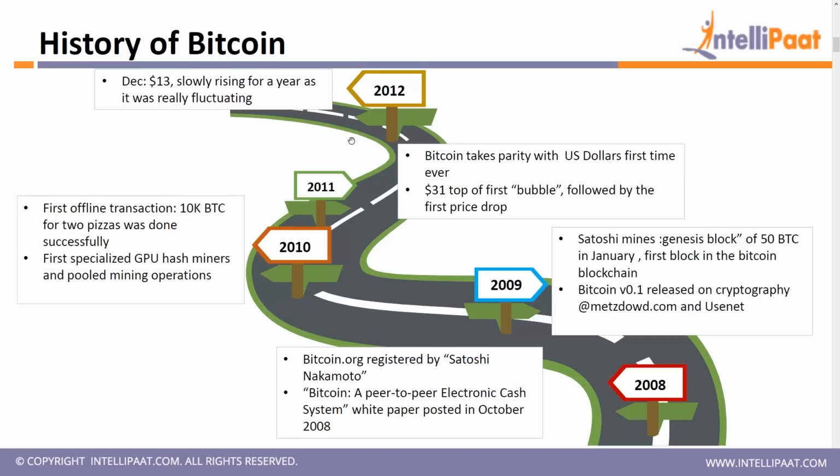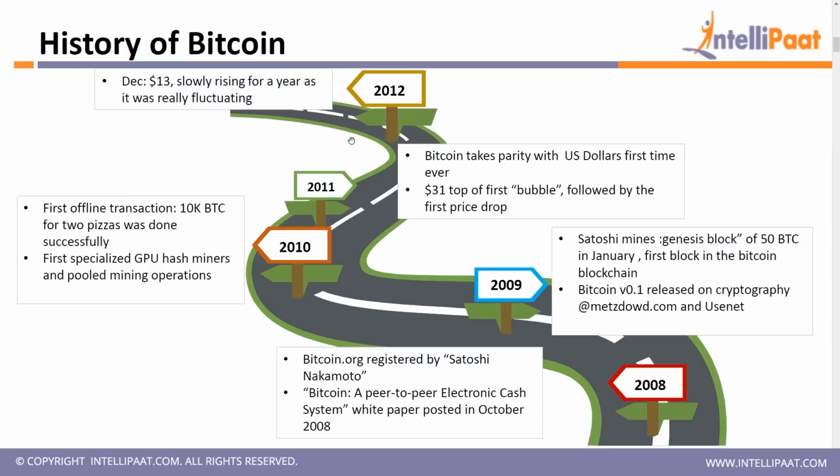Bitcoin, a peer-to-peer electronic cash system, white paper was posted in October 2008, and that was the first time the world came to know about blockchain or Bitcoin. In January 2009, Bitcoin kept growing and Satoshi mined the first Genesis block of 50 Bitcoin. The first block in the Bitcoin blockchain, as we all know, is called the Genesis block. So the first blockchain's length was 50 Bitcoin containing the Genesis block.